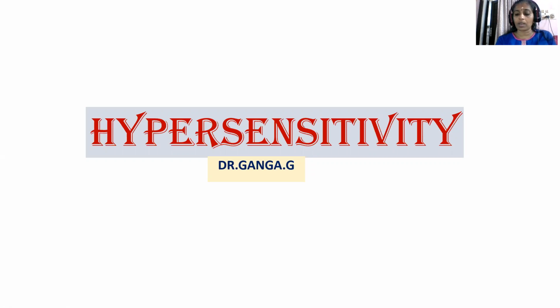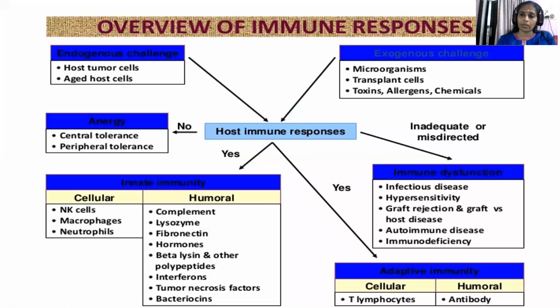My topic of discussion is hypersensitivity. Before going to the details of hypersensitivity, let us look at the immune responses present in a host immune system. Immune responses effectively eliminate any sort of antigens or foreign body which enters our body. There are two major types of antigens or foreign bodies which are considered foreign in our body: one is endogenous and the other is exogenous.